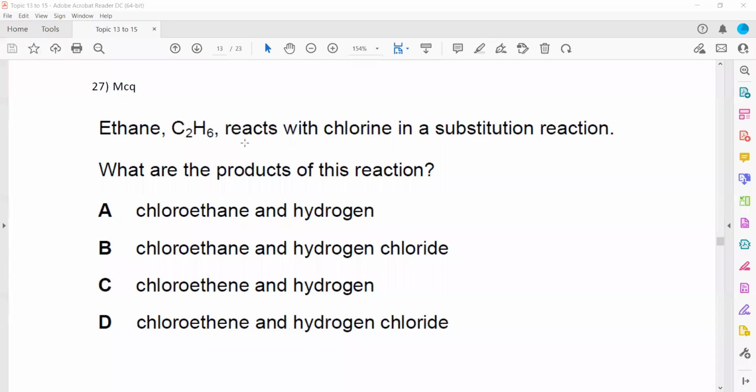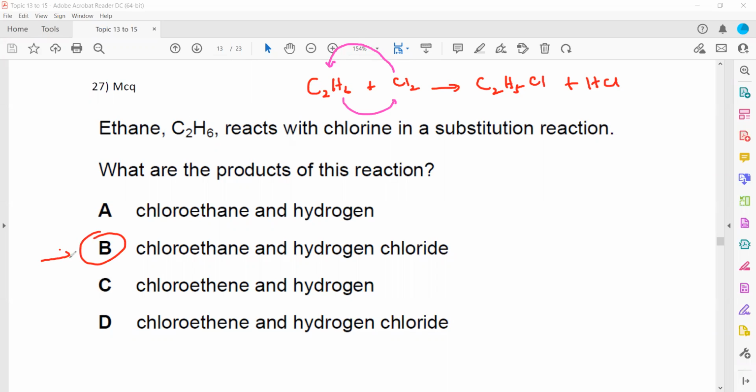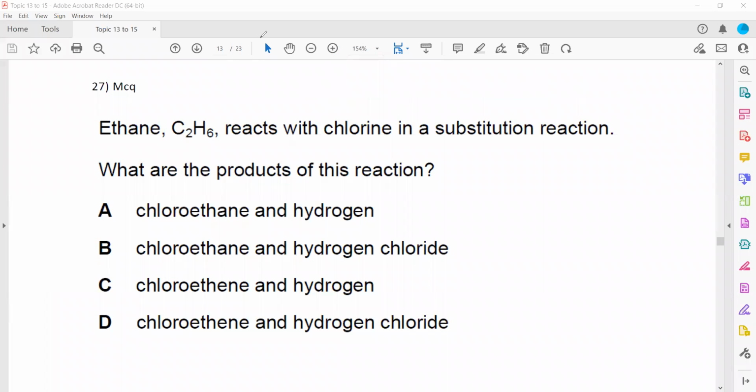In question 27, ethane C2H6 reacts with chlorine as a substitution. What are the products? If we have ethane, C2H6, reacting with chlorine, Cl2, one chlorine enters and one hydrogen leaves. So what will be the product? It will be C2H5Cl plus HCl. So it will be chloroethane plus hydrogen chloride, or HCl. B will be the right answer. This is chloroethane, and this one is hydrogen chloride.